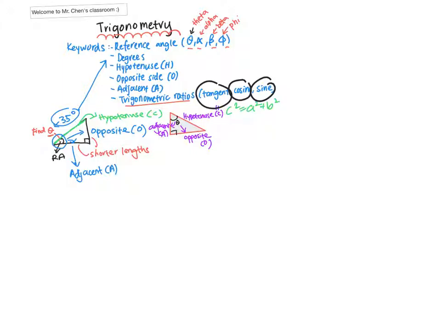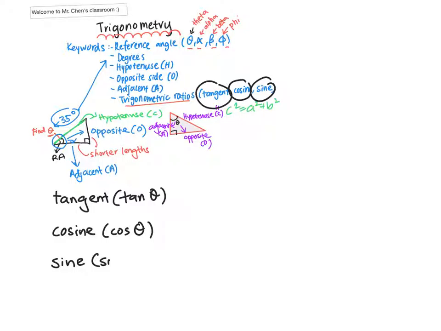Okay, I'm gonna write it here. So tangent, which can be replaced with tan theta, and you have a cosine, which can be replaced with cos theta, and the last one is a sine, which can be replaced with sine theta.